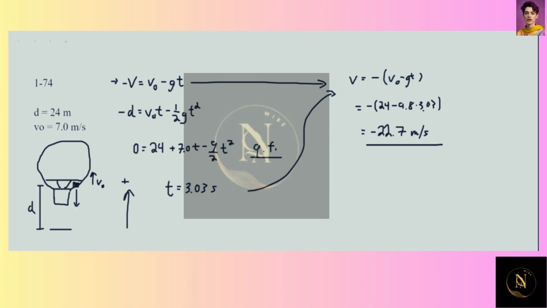One slight mistake. While the answer I gave was correct, I actually put in my distance value, not initial velocity. So this should be 7, our initial velocity given to us: 7.0 minus 9.8 times 3.03. If we round this to two significant digits, it is negative 23 meters per second.